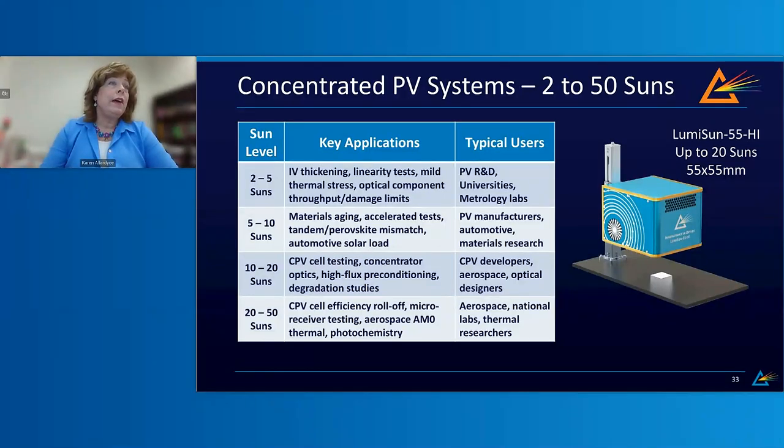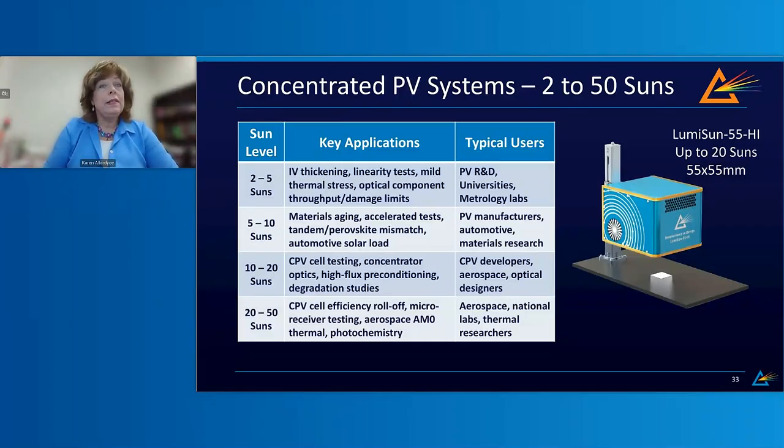And then we have the 5 to 10 sun range, sort of a medium range for accelerated testing of AR coatings, adhesives, characterizing early saturation in perovskite and tandem cells, and for automotive and aerospace studies, perhaps sensor heating, material expansion, optics fogging. There is a high range, 10 to 20 suns. That's good for concentrated photovoltaic cell characterization, optics under high flux.